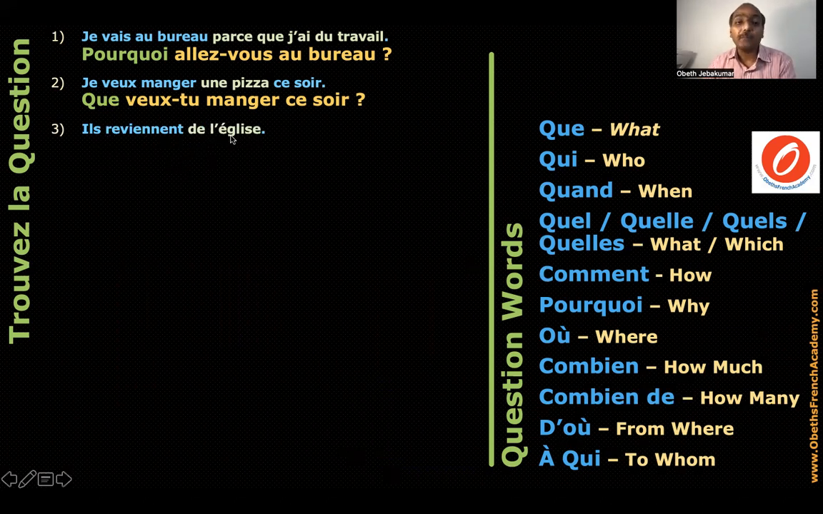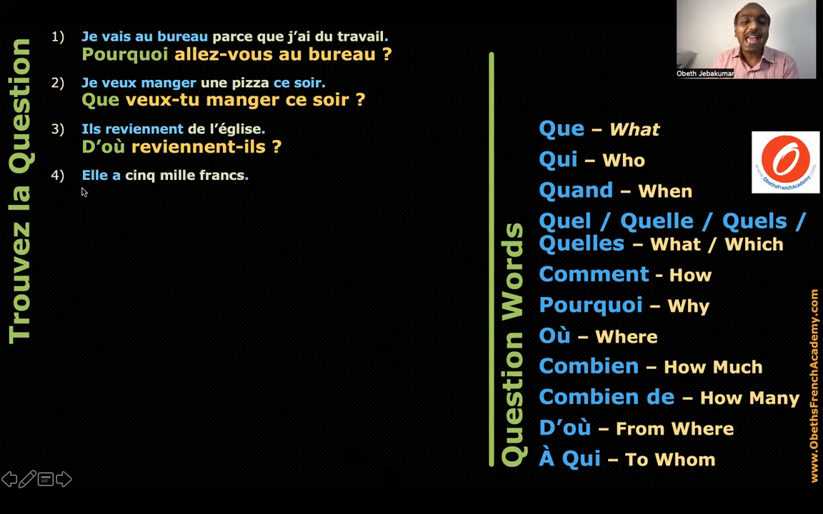Number 3, ils reviennent de l'église. They come back from the church. They come back from the church is highlighted. So your question will be, d'où reviennent-ils? From where are they coming back? D'où reviennent-ils? From where do they come back?